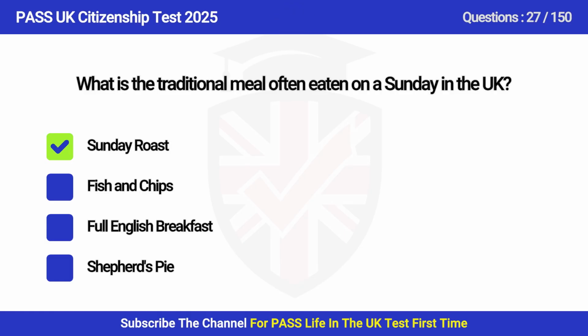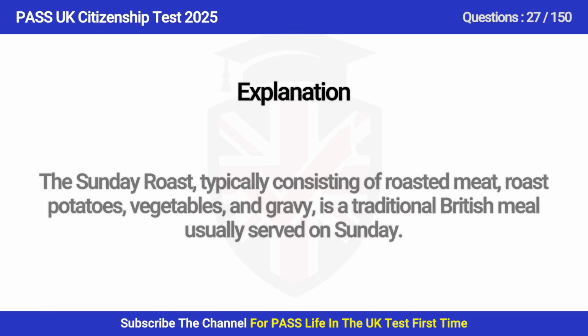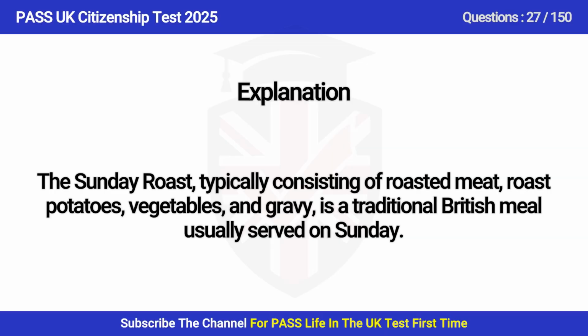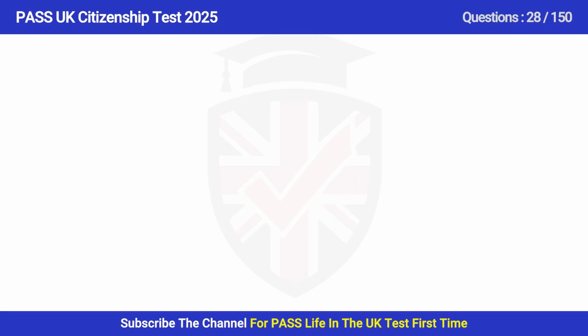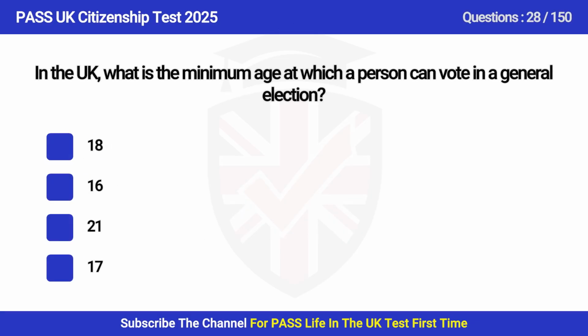The answer is A. Sunday roast. The Sunday roast, typically consisting of roasted meat, roast potatoes, vegetables, and gravy, is a traditional British meal usually served on Sunday. Question 28. What is the minimum age at which a person can vote in a general election? A. 18, B. 16, C. 21, D. 17.